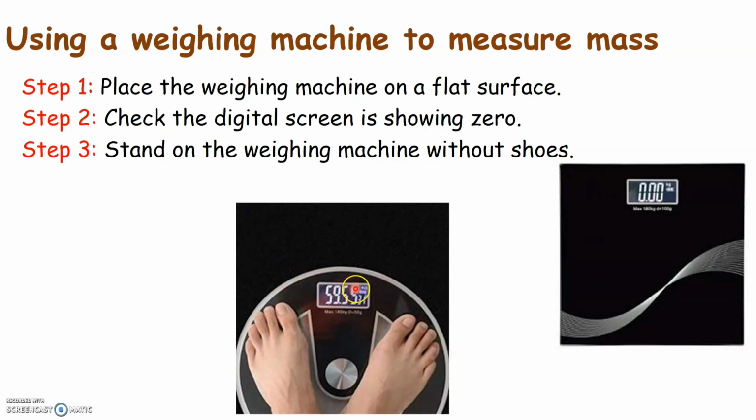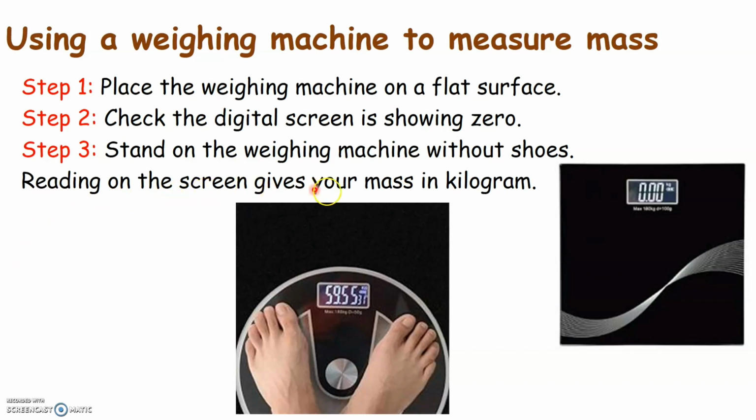So here we see that as you stand on the weighing machine, it displays a mass on the digital screen. So this mass that appears on this digital screen is the mass of the body. So here as this person stands on this weighing machine, the digital screen shows the mass 59.55 kilograms. So this means this person's mass is 59.55 kilogram. So reading on the screen will give us the mass in kilogram.